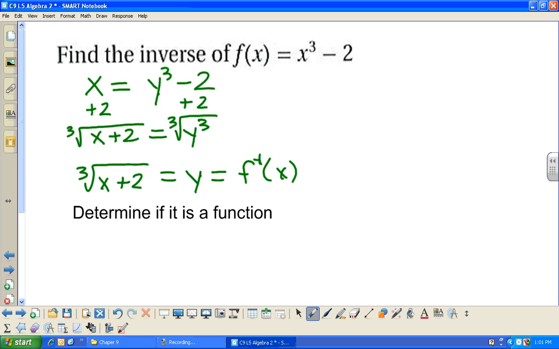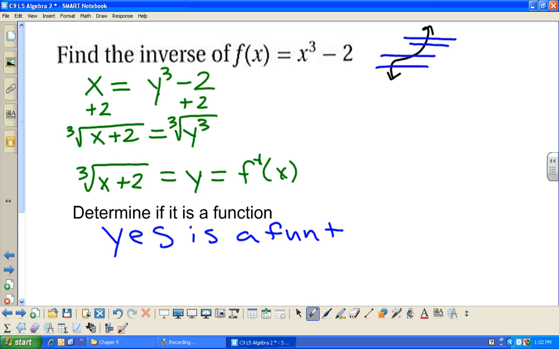I want to determine if the inverse is a function. If I were to draw a sketch of a cube function, it looks something like this. If I do my horizontal line test, no matter how I draw my horizontal line, it will just go through one point. So then the inverse is a function.